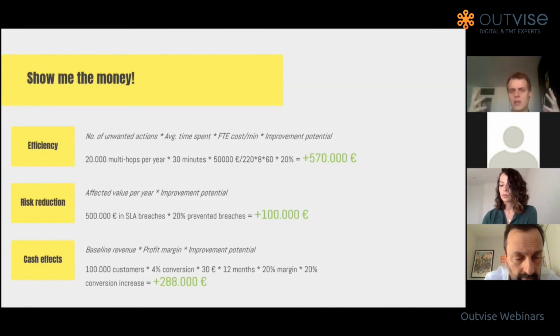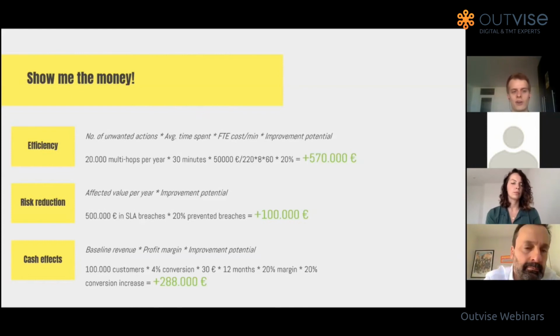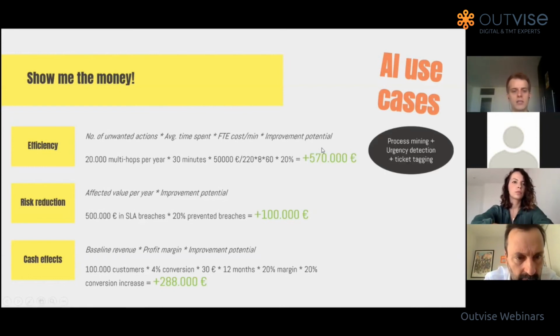Let's say the customer sticks with the tariff for 1 year. Again, in total, as you can see, it is a bunch of money that you can achieve. And how do you do that? Well, the AI use cases related to that, we have mentioned in the previous webinars. For efficiency, you can use process mining analytics, urgency detection, and ticket tagging to decrease the number of unwanted actions and multi-hops in your process.